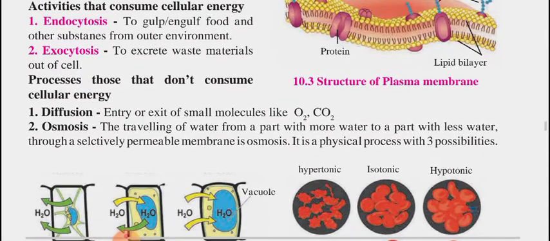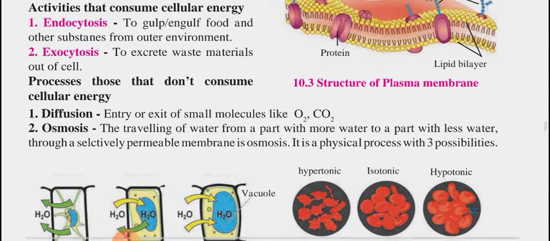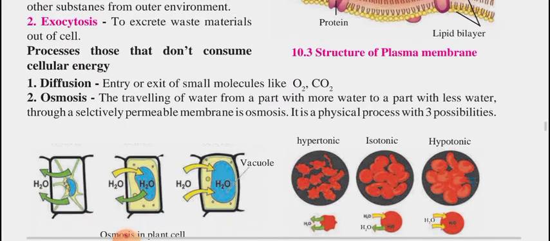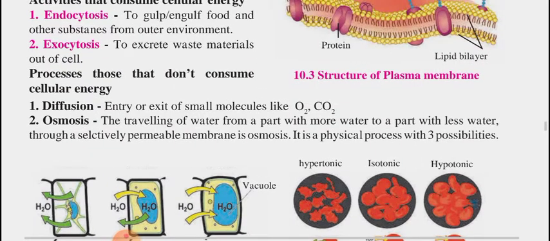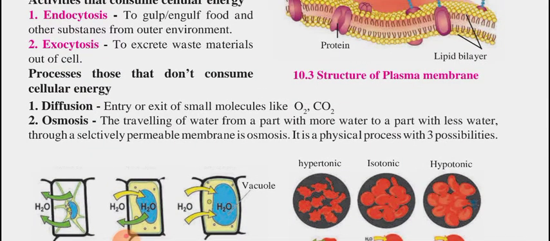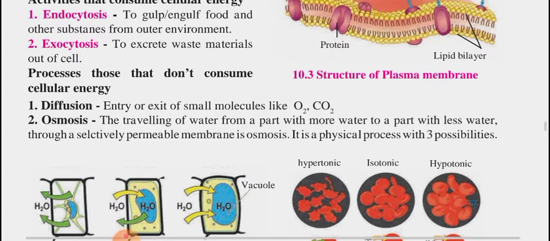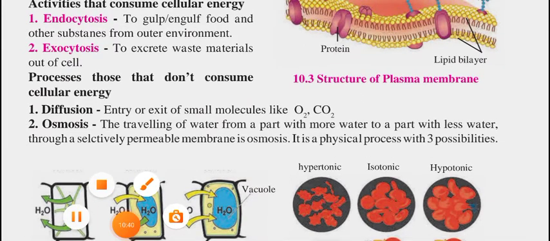So, activities that consume cellular energy. One is endocytosis. What is the meaning of endocytosis? To gulp, or we can say engulf, food and other substances from the outer environment. Whatever the outer environment, to take food from that. So that is absorption, quick absorption. To gulp means to quickly absorb food from the outside environment.